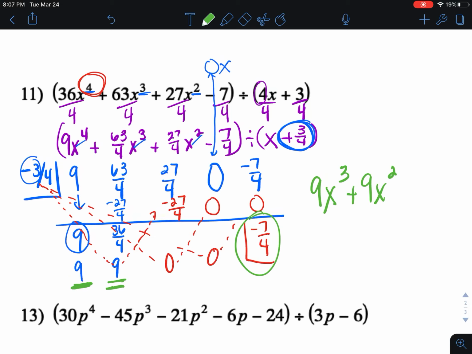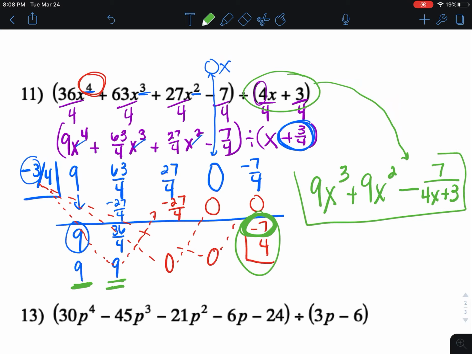So what we do is we take, again, it's all about the top number. So I'm only taking the top number. So I'm going to put minus 7. And remember, our remainder is always a fraction. So on the bottom of the fraction is what we're dividing by. And we have to write down the original binomial. So then this would be 4x plus 3. And then that's your solution.